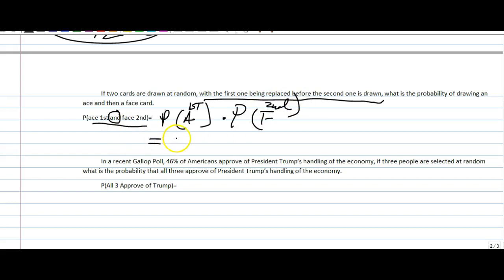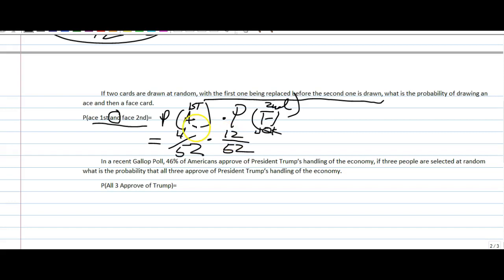Now remember our definition of probability. How many ways can what I want to happen happen? There are 4 aces in the deck, and there are a total of 52 cards. So the probability of getting an ace on the first draw is 4 out of 52. Now remember the face cards are Jack, Queen, and King. So I have a Jack, Queen, and King in each suit, and there are 4 suits. So that's 4 times 3, which makes 12 face cards. And if I put the first card back before I draw the second card, then I still have 52 cards to choose from, or 52 cards in the deck.